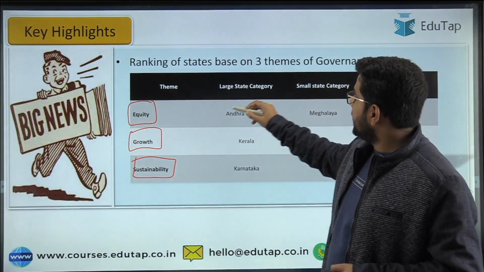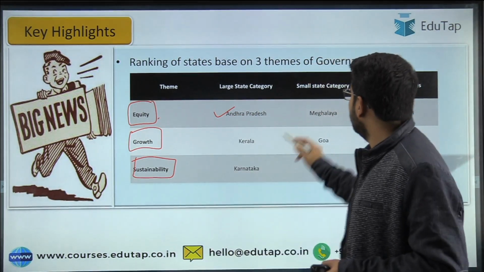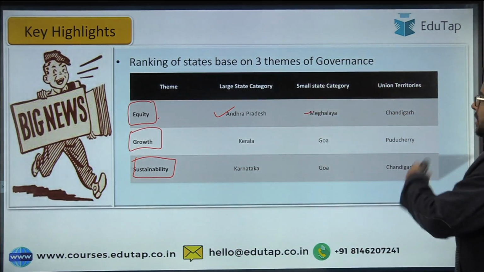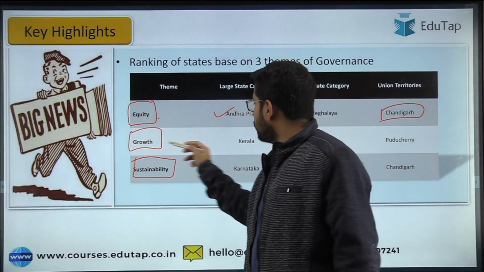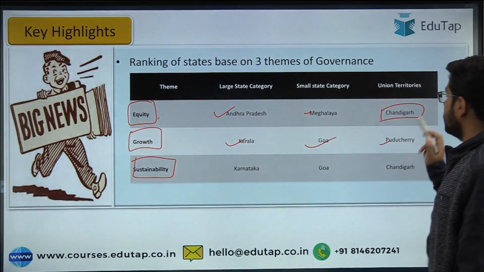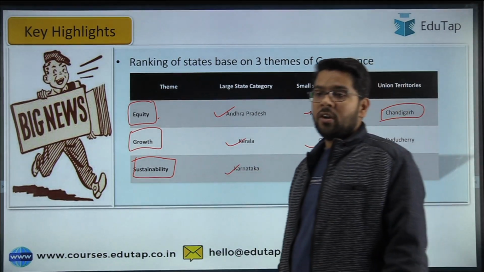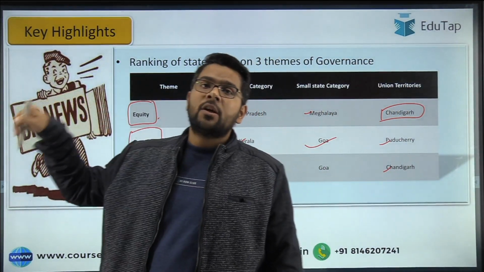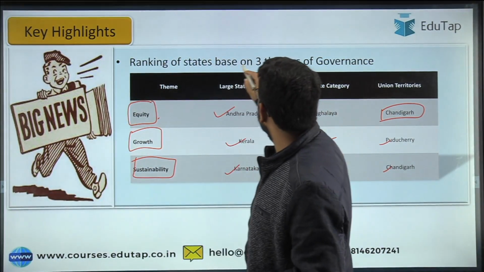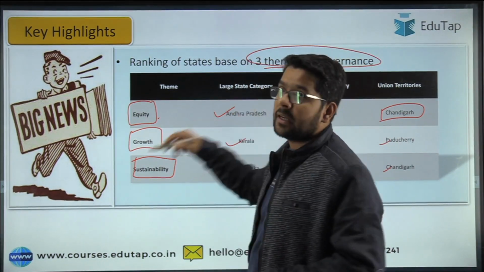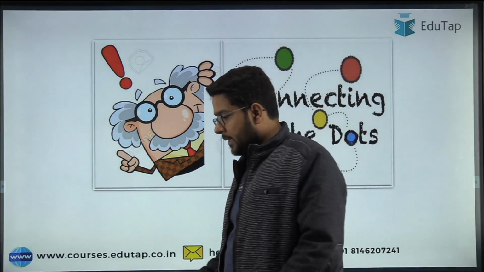So in the large state category, Andhra Pradesh is the best performing state in the equity pillar. Meghalaya is the best in the small state category, and Chandigarh is the best under the union territories. Similarly, on the growth pillar, there are Kerala, Goa and Puducherry, and in the sustainability pillar, Karnataka, Goa and Chandigarh. So guys, not only the question on the overall rank, they can ask a question even on finer details like the rank of states based on the 3 dimensions of governance. So guys, we have covered this in entirety.